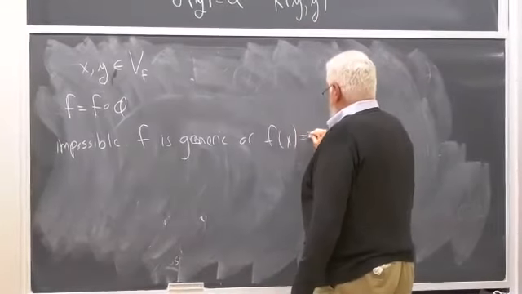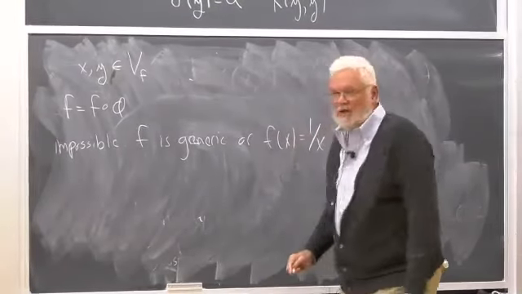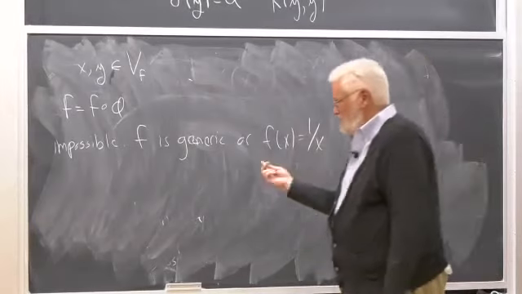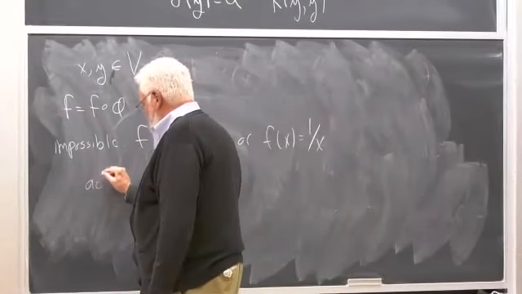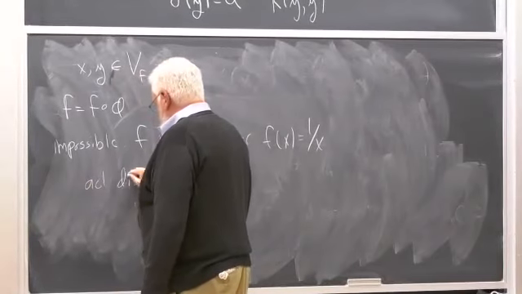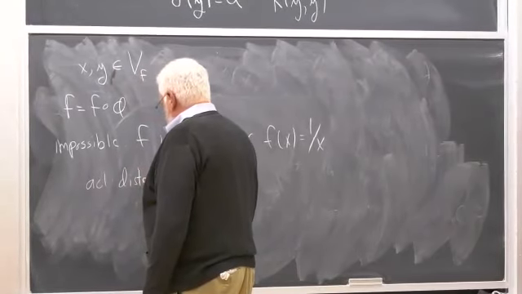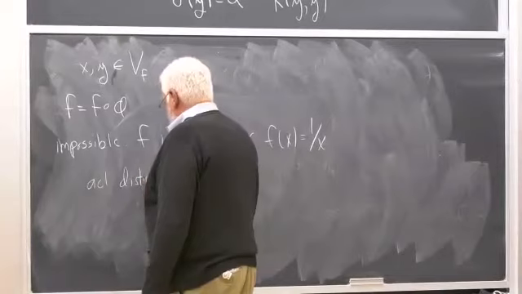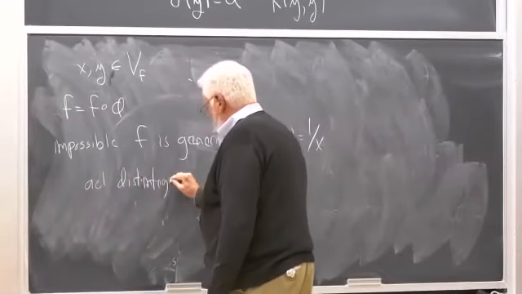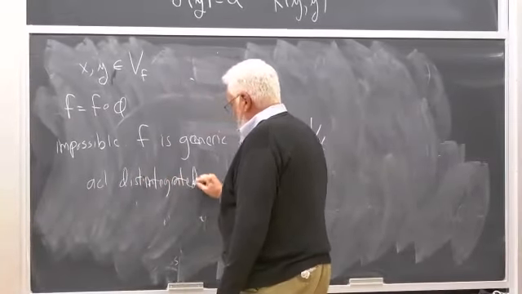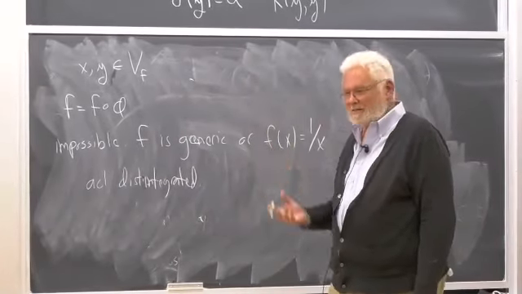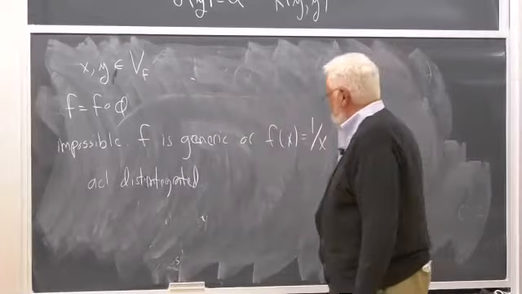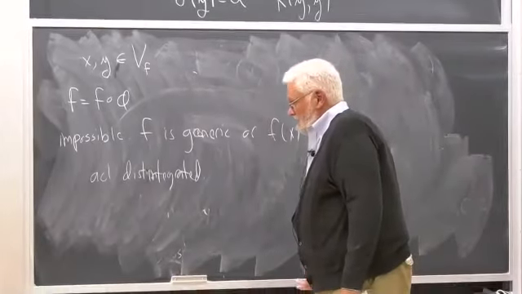or in something like the original Poizat case, f of x is 1 over x. So in these cases, it tells you that the algebraic closure is disintegrated. The only element of Vf that's algebraic over x will be x itself. But for any other element, it won't be true.